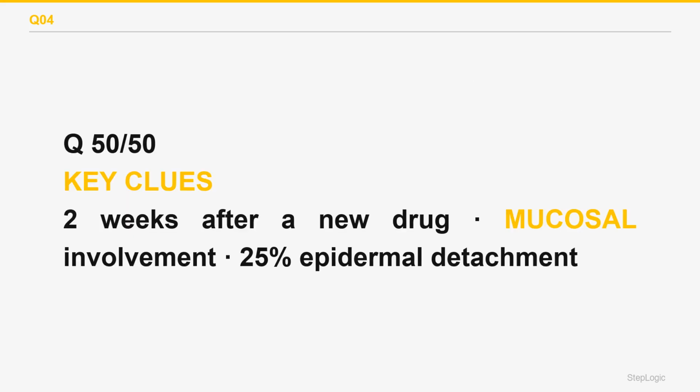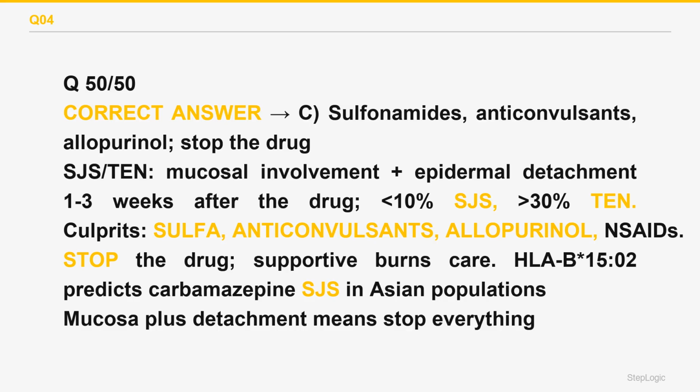Mucosal involvement with epidermal detachment defines the Stevens-Johnson and toxic epidermal necrolysis spectrum, separated by the extent of detachment. Under 10% is Stevens-Johnson, over 30% is toxic epidermal necrolysis, and between the two is overlap, as here. The classic culprits are sulfonamides, anticonvulsants such as carbamazepine, lamotrigine, and phenytoin, allopurinol, NSAIDs, and some antibiotics. The immediate step is to stop the offending drug with supportive care in a burns unit, since mortality rises with detachment area. The correct answer is C.